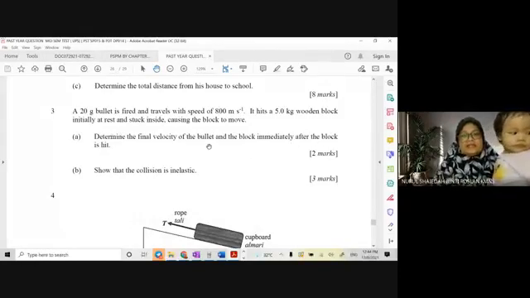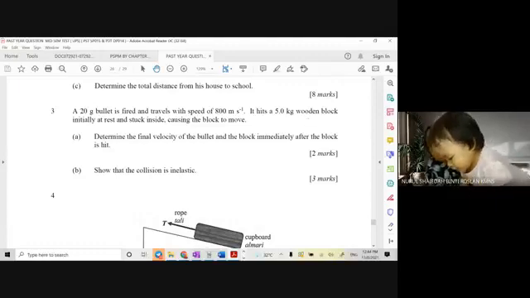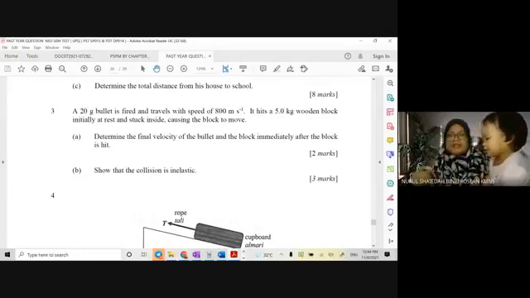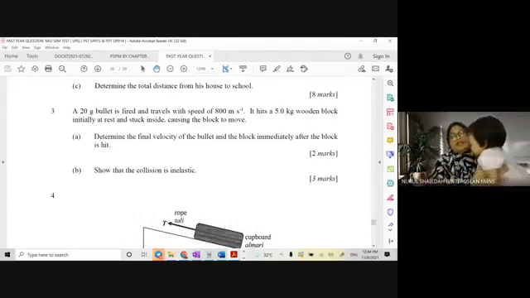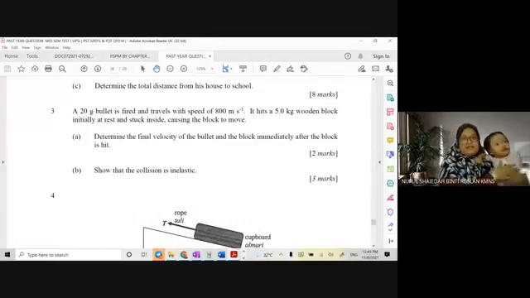Okay, ini tak susah. Case dia sama macam stick together. Kenapa? Bullet dia langgar block. Lepas tu dia struck inside. So bila dia struck inside, maksudnya dia duduk dalam tu lah, dia stick together.